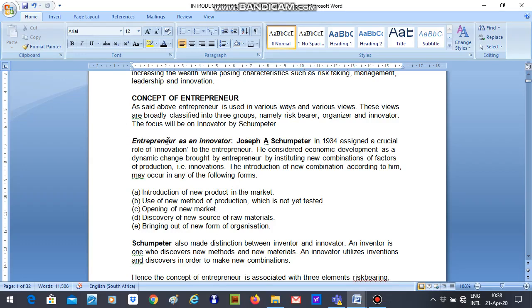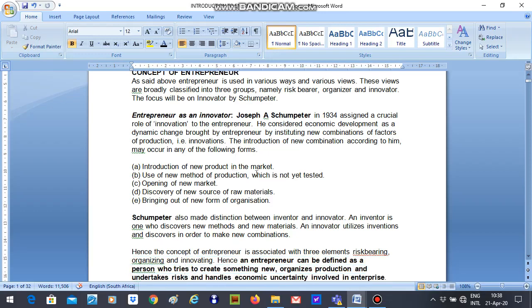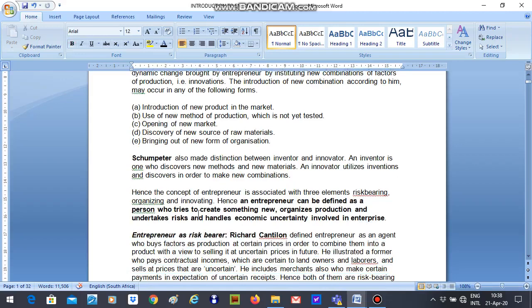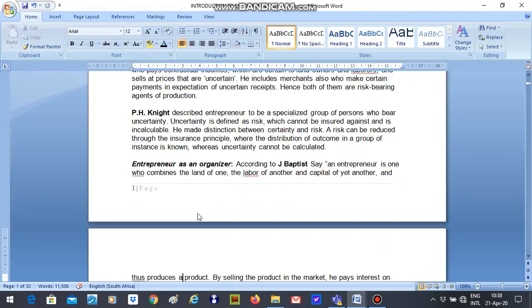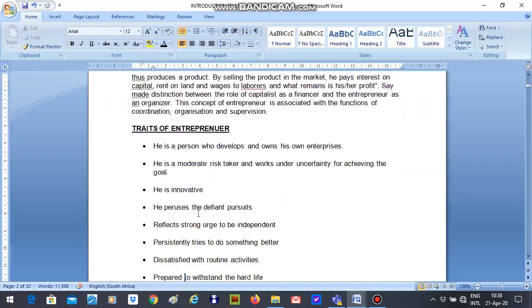So Schumpeter's concept is innovation. That's why it's here, entrepreneur as an innovator. So read more about him, and these are the combinations that Schumpeter is talking about that will bring about innovation. So that is the concept that came about by Schumpeter. And then let us scroll further and look at the traits of entrepreneurship.